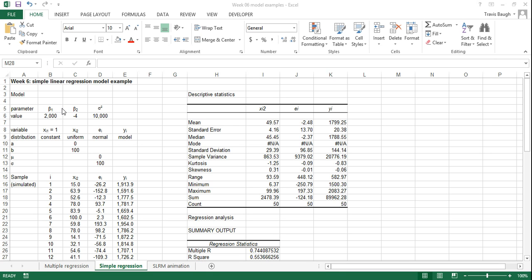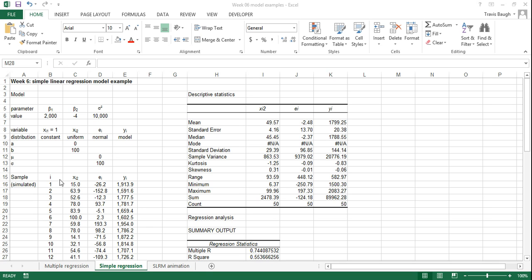It follows the simple linear regression assumptions and has an intercept parameter of 2000, a slope parameter of -4, and an error variance of 10,000. I'm assuming that the error terms are normally distributed with a mean of 0 and a standard deviation of 100, which is just the square root of the error variance.